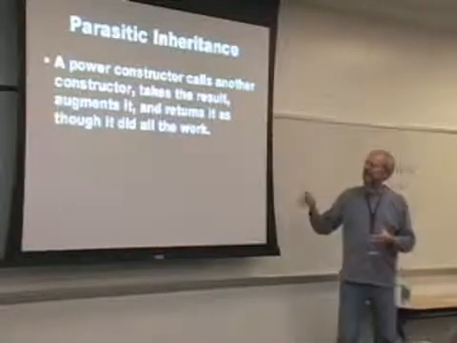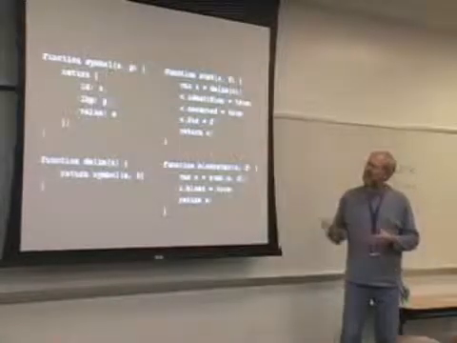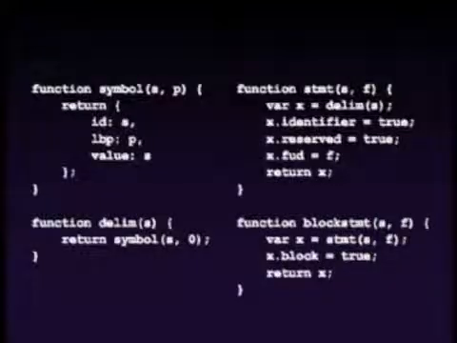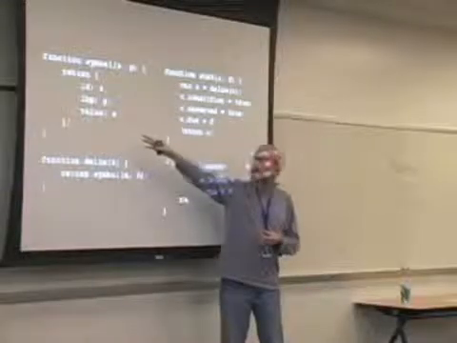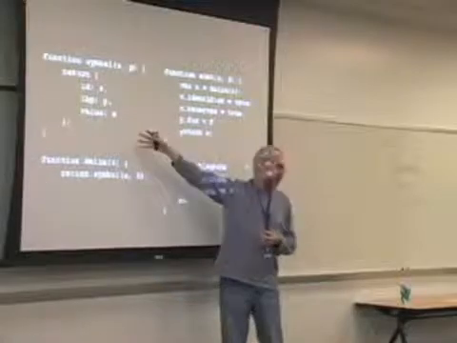And I'll show you an example. This is a little bit of code from a compiler that I wrote in JavaScript, which compiles JavaScript. One of the things that you do in a compiler is create classes of symbols. Manipulating symbols is a lot of what a compiler does. So this is the constructor for a basic symbol. Basically it returns an object literal.